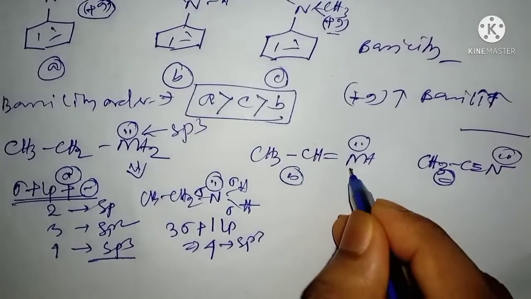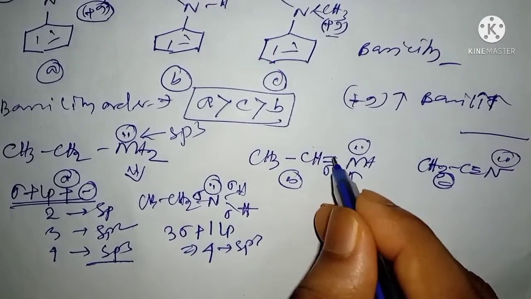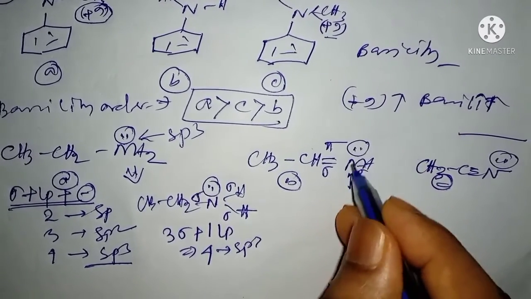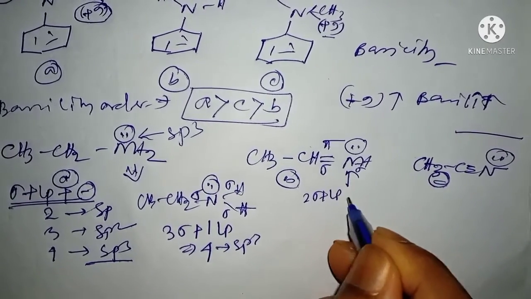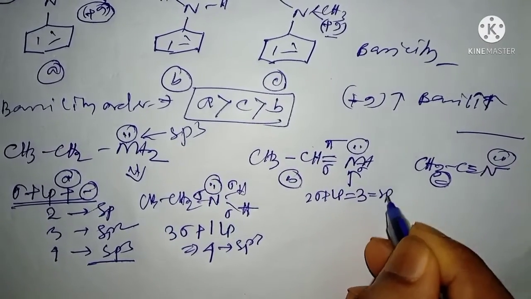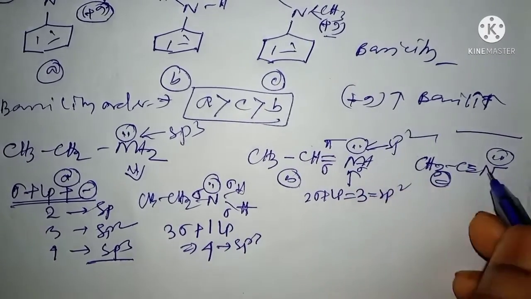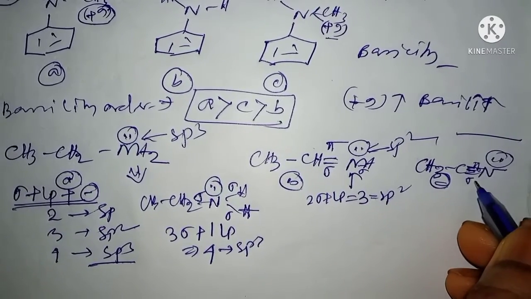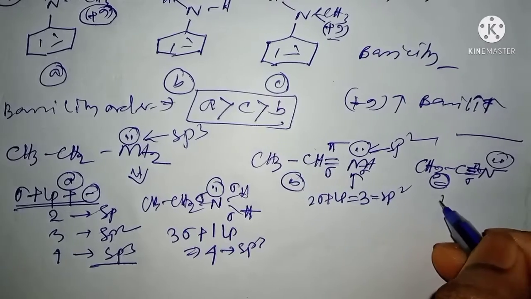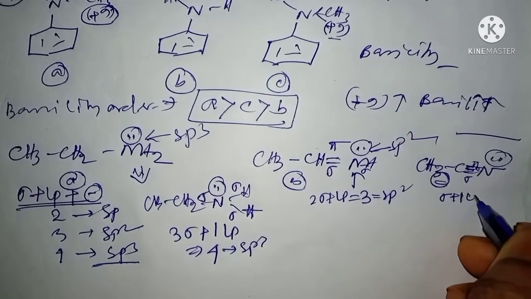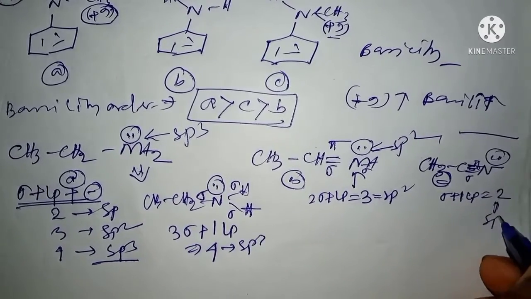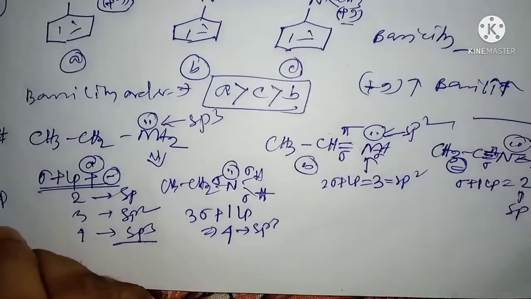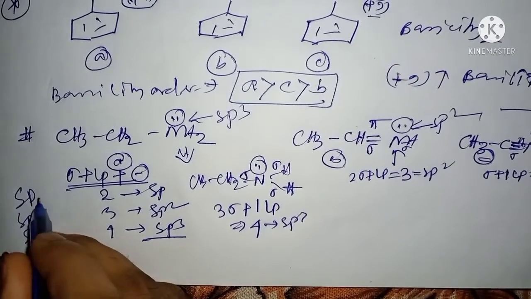Now a double bond means 1 sigma bond and 1 pi bond, and there is a lone pair. So 2 sigma and 1 lone pair, total 3, which means sp2 hybridization. In the triple bond there is 1 sigma and 2 pi. Pi does not count, only sigma. So 1 sigma and 1 lone pair, total 2, which means sp hybridization.